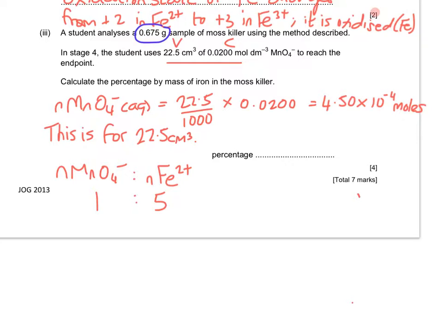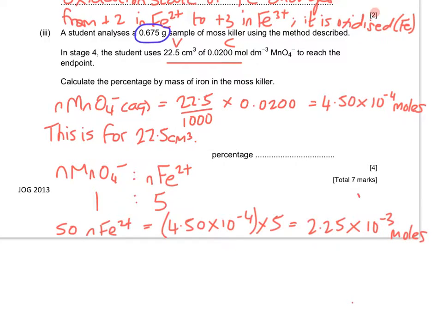And that 0.675 is for the moss killer, which contains iron. Now we've just worked out the number of moles of manganate, and we know from the equation that the ratio of moles of manganate to moles of iron is 1 to 5. So that gives us 2.25 times 10 to the minus 3 moles of Fe2+.